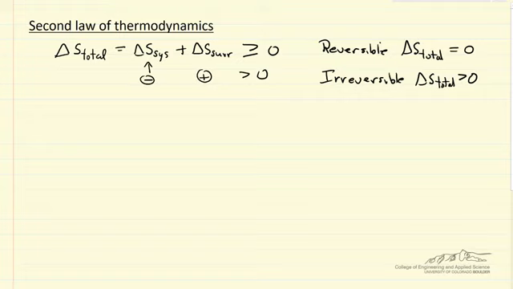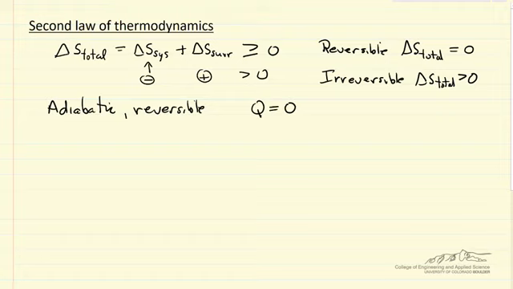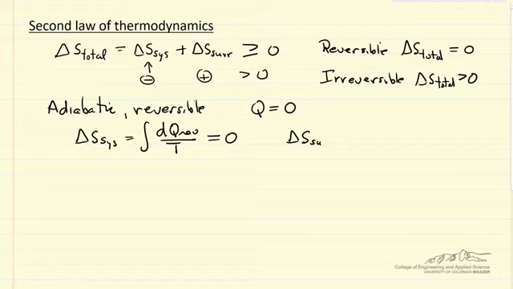If we looked at some specific cases, an adiabatic and a reversible process. So this means that, of course, there's no heat transfer. Q is 0. And if we look at our definition for the system, dQ reversible over T, that's equal to 0. And there's no heat transfer to the surroundings either. So delta S for the surroundings is also equal to 0.